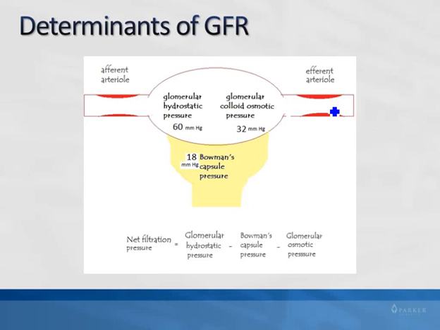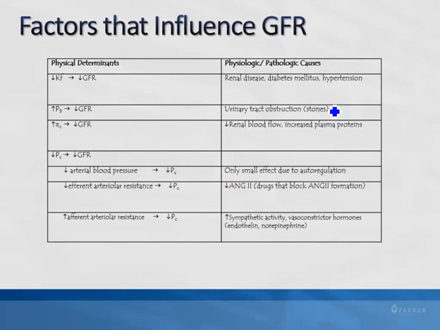You have a table in your notes of things that can influence GFR, and a lot of them are just more pathologic. So if I decrease the filtration coefficient, which can happen if I damage blood vessels or the filtration membrane, you've got diabetes mellitus that can create problems, high blood pressure, kidney disease.